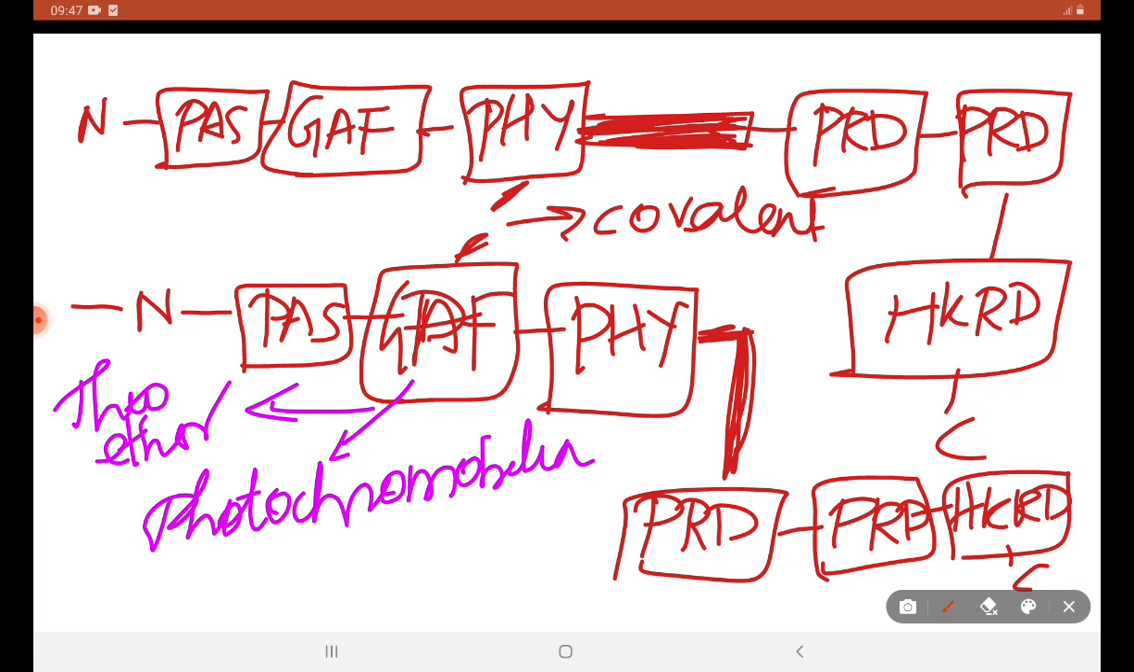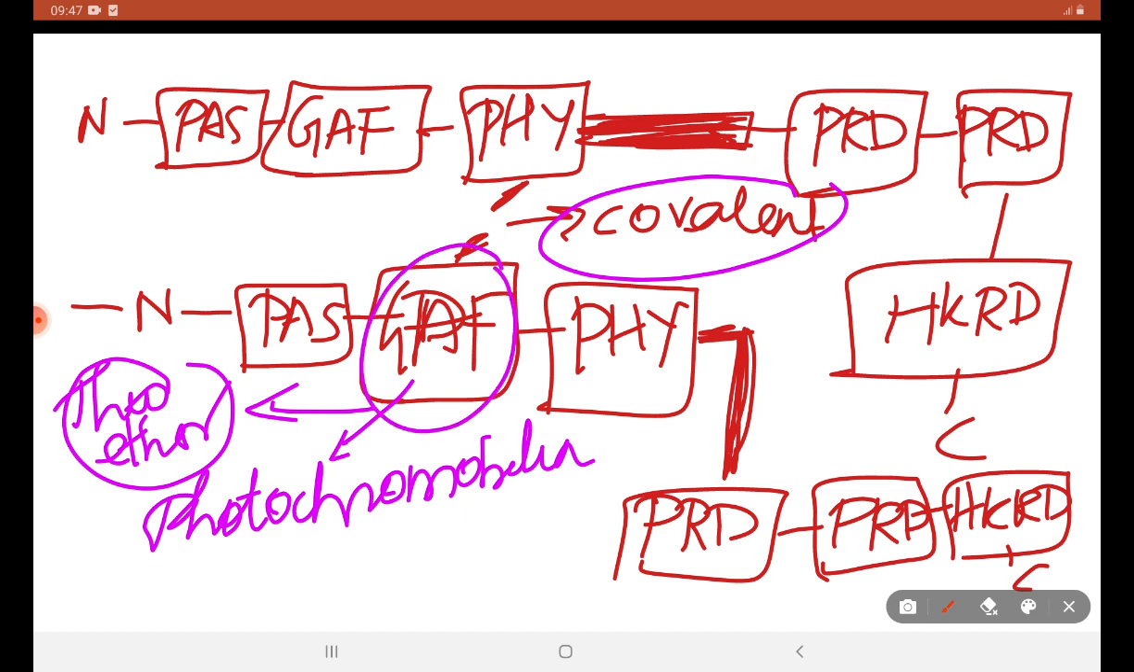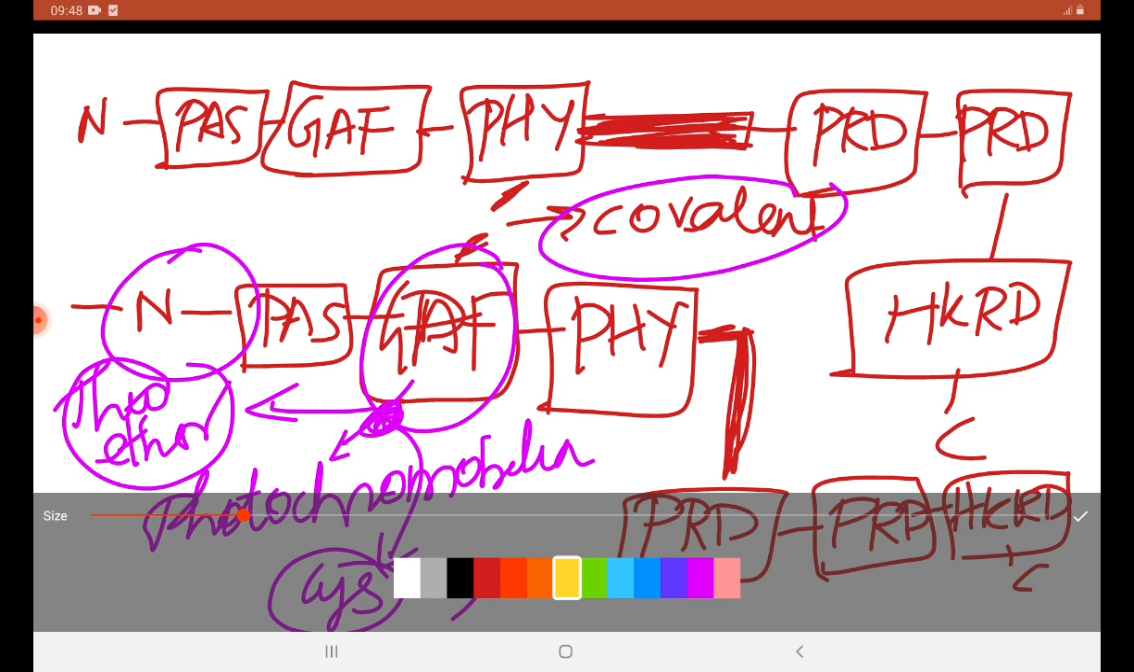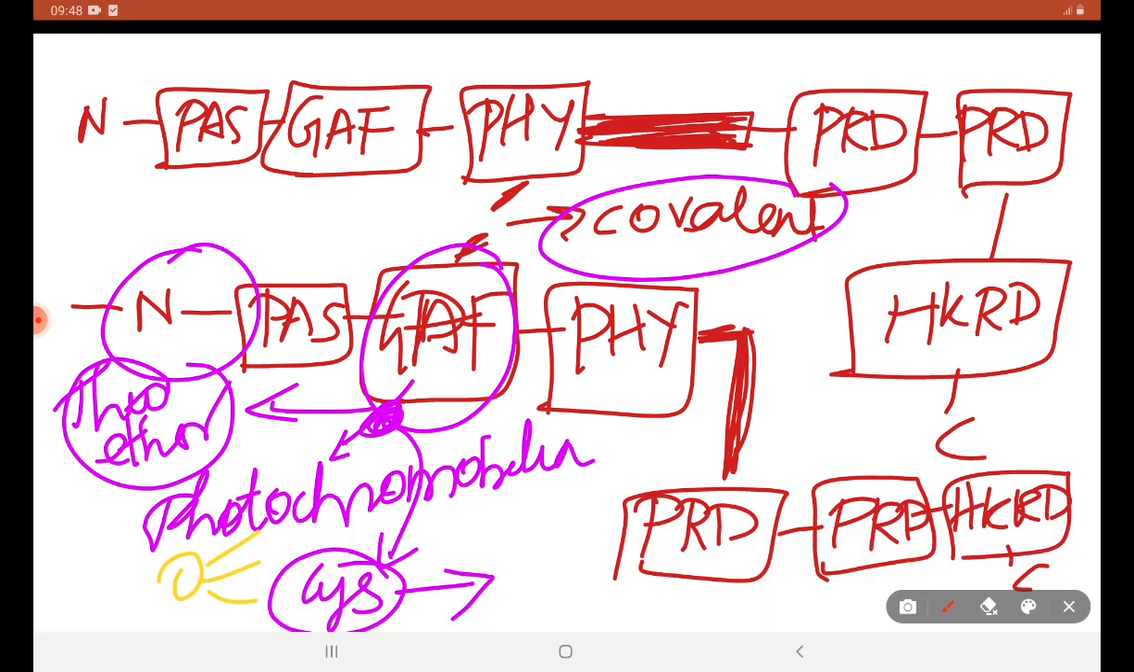This is a previous year question. The covalent bond attached to the GAF domain, which is in the N terminal, is a previous year question. At the GAF domain, this phytochromobilin is attached with a cysteine amino acid. It will undergo conformational change and cis-trans isomerization when exposed to red light. These are the basic details.